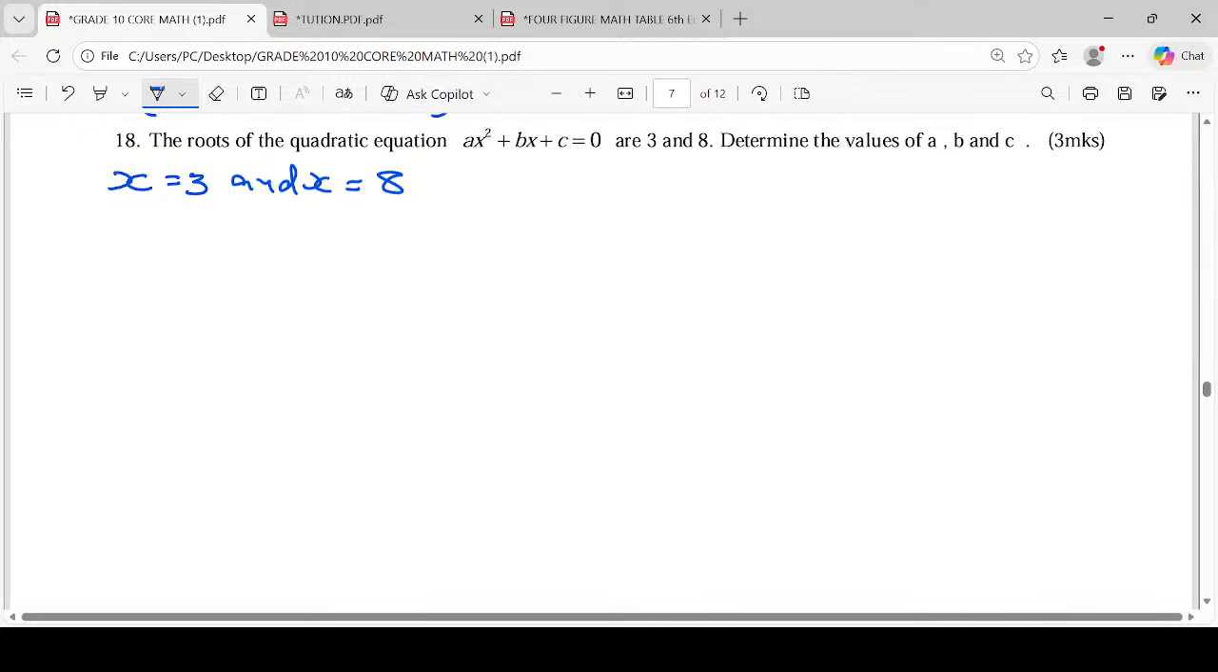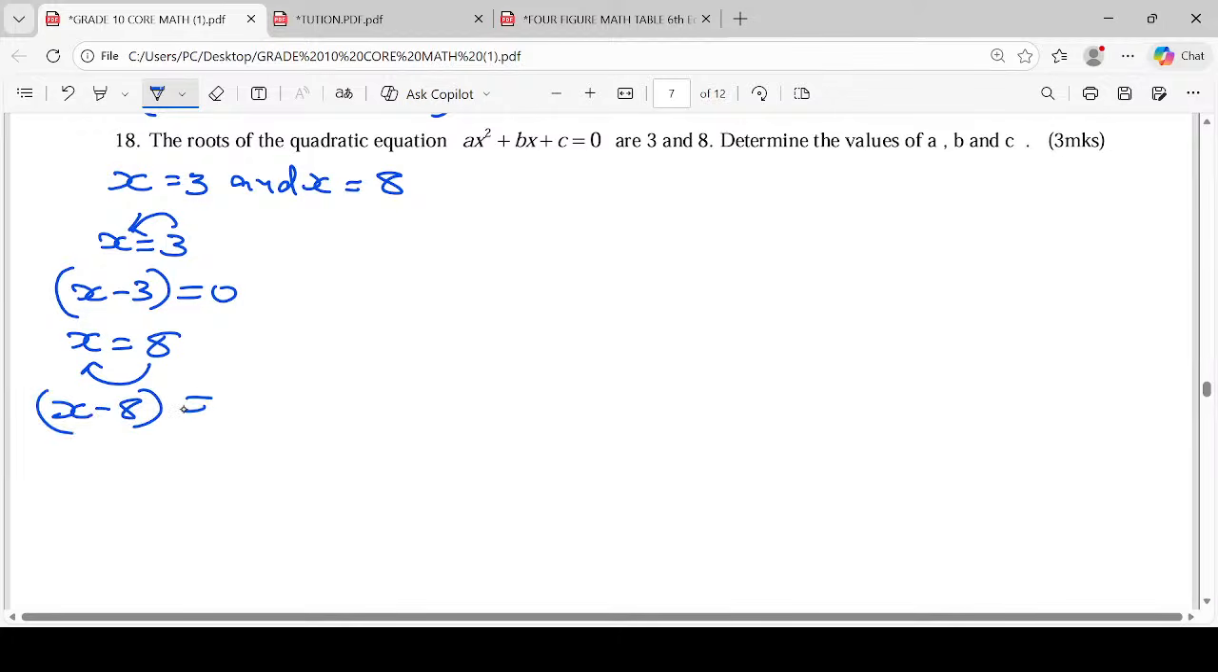If x is equal to 3, when this one goes over here, it will mean x minus 3 should be equal to 0. Similarly, if x is equal to 8, and this 8 crosses to the left and becomes minus, it means x minus 8 is equal to 0. Then even if I multiply these, x minus 3, x minus 8, the answer should give me a 0.